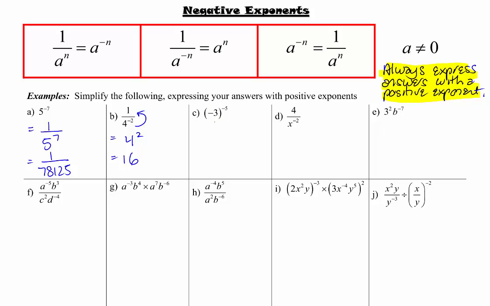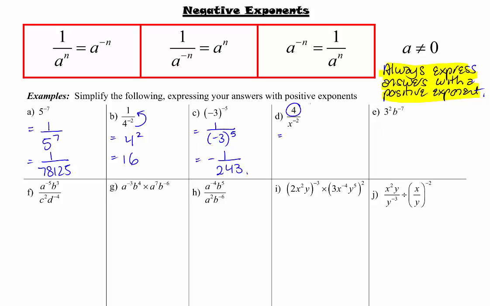Next, I have negative 3 to the power of negative 5. So to make it positive, I move it to the bottom. So it becomes 1 over negative 3 to the power of 5. Now I can work out negative 3 to the power of 5. I know it's going to be negative because I have an odd power. So it's negative 1 over 243. Don't get too caught up with the evaluating. I'm just doing it to show you that that can be done.